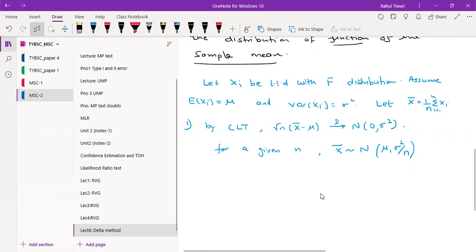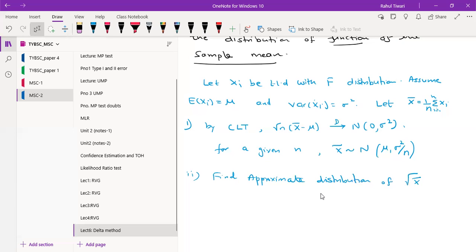Let's consider the second one: find the approximate distribution of your root of x bar. So x bar is very easy. One can get the approximate distribution of x bar, this well-known result, right? You studied it in BSc. If the distribution of x is normal, then one can get the distribution of x bar by using the central limit theorem. The distribution of your sample mean follows normal with mean mu and variance sigma square by n.